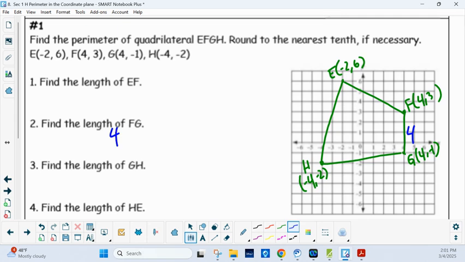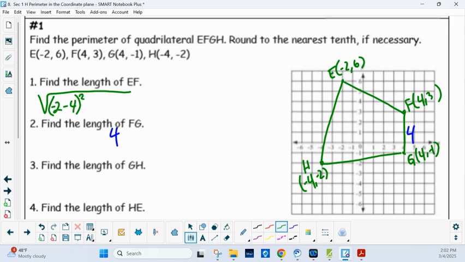Now let's just go in order of the steps on this one. It says to find the length of EF first. So we're gonna use the distance formula on this one. I'll show you another option in a minute. But let's use the distance formula from E to F. Tell me the X's I've gotta use.